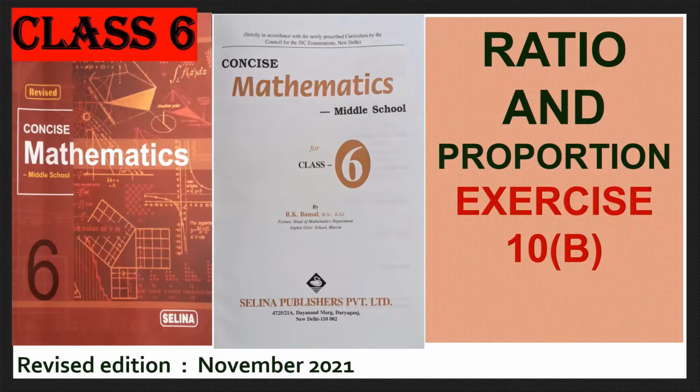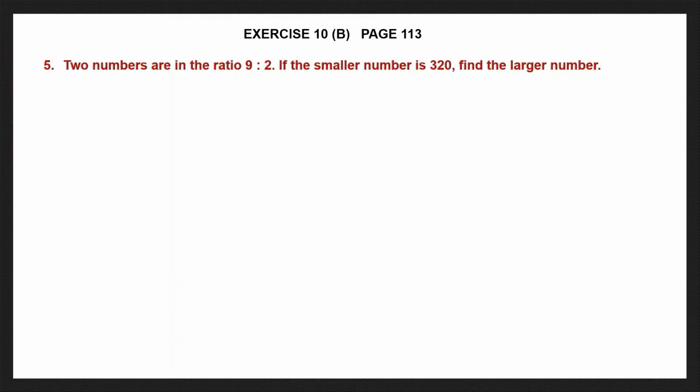You're doing ratio and proportion exercise 10b. Now we are doing from page number 113 and we have finished questions 1 to 4. So this is question 5. Two numbers are in the ratio 9:2. If the smaller number is 320, find the larger number.